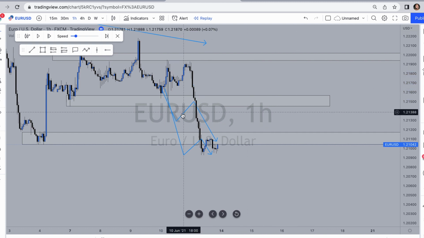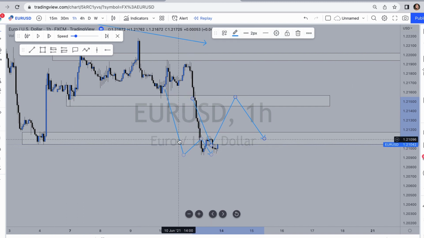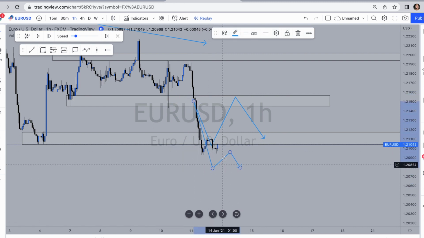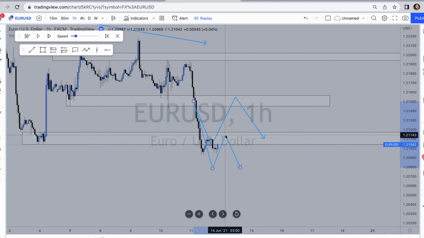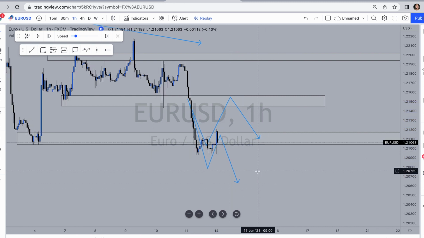So this scenario could still happen, right? So this scenario could still happen, where it goes down like this, and it retests. Or this scenario can happen as well, where it literally just breaks through and shows rejection, and it keeps going down. So those are the 2 scenarios now that I'm looking for, that I'm favorable with.